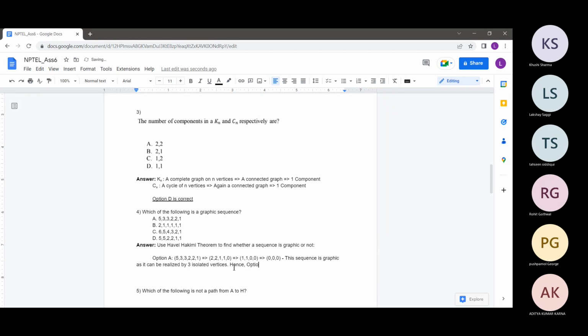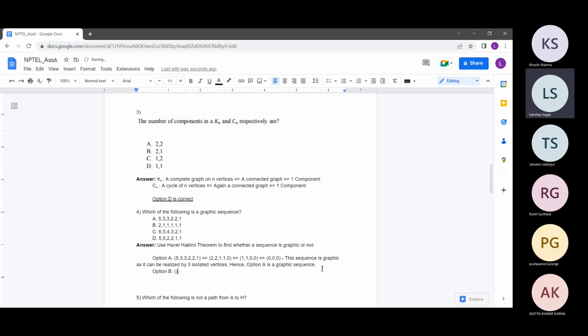A is a graphic sequence. So the question of constructing a graph for this is just reduced to constructing a graph for this, and we can make a graph for this easily. So option A is a graphic sequence. Now coming to option B, we'll be checking all the options one by one so that you guys can see when we can rule out that something is not a graphic sequence and when we can say that it is.